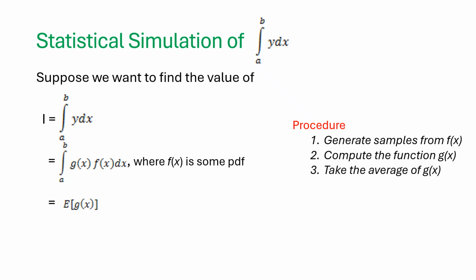A lot of random number generators are available these days, so that's not a big deal. Generating samples from f of x can be done easily. Then you compute the function g of x, where x is the sample coming from the density function. Based on that you compute g of x, then take the average. A very simple procedure.